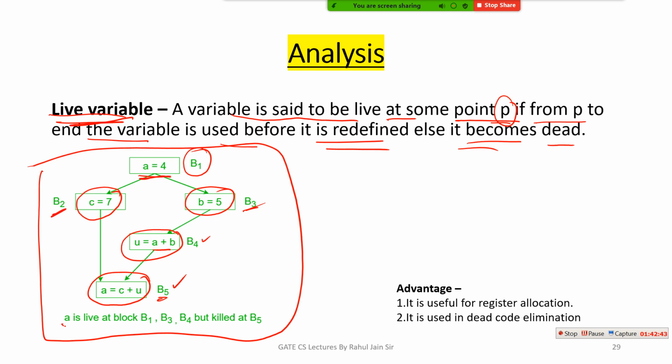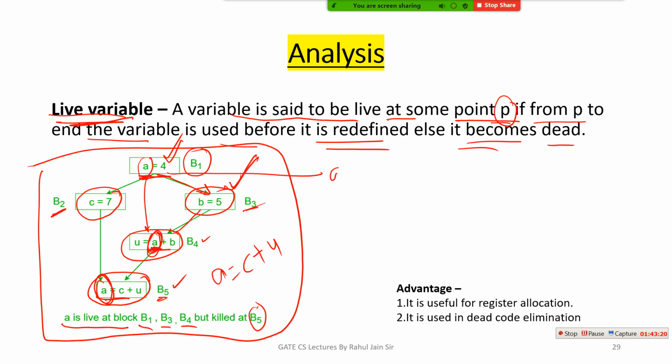Now we will say A is live at B1, B3, B4. This A is live in B1, we have the value of it. In B3 it is live because we have direct reachability of A here, and in B4 we have a live variable. Why? Because we have availability of A here, this A exists here. But in B5 this A got killed. Why? Because it is redefined: A equals C plus U.